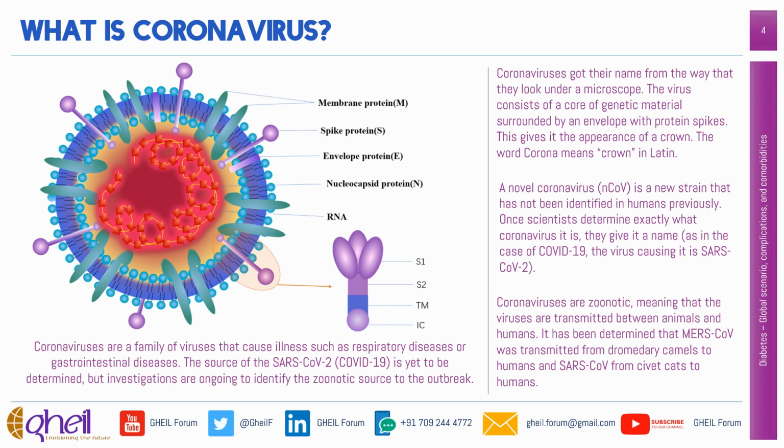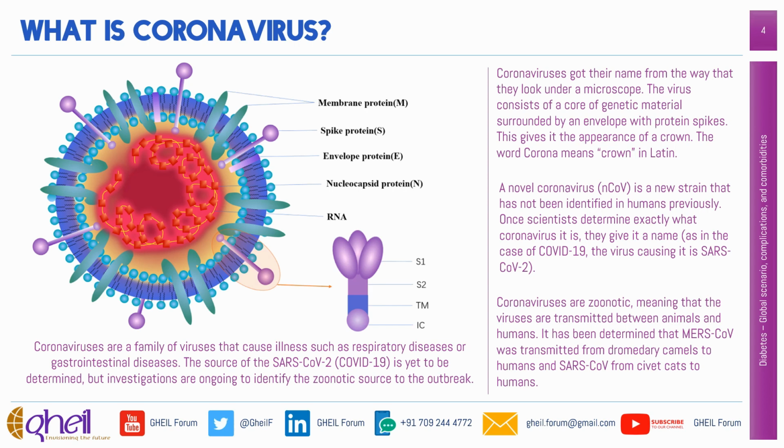What is coronavirus? Coronaviruses are a family of viruses that cause illness such as respiratory diseases or gastrointestinal diseases. Respiratory diseases can range from the common cold to more severe diseases, for example Middle East respiratory syndrome and severe acute respiratory syndrome. A novel coronavirus is a new strain that has not been identified in humans previously. Once scientists determine exactly what coronavirus it is, they give it a name, as in the case of COVID-19. The virus causing it is severe acute respiratory syndrome coronavirus 2.